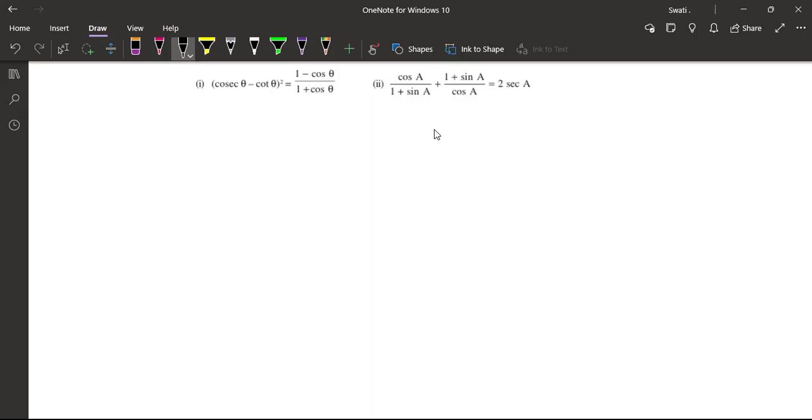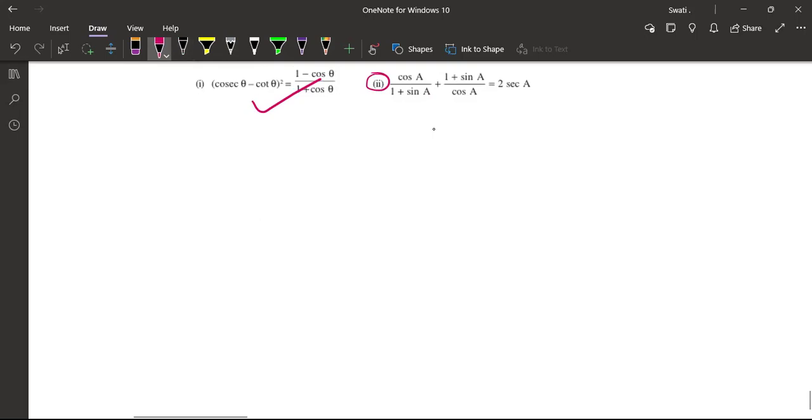Second है cos A upon 1 plus sin A plus 1 plus sin A upon cos A equal 2 sec A. So ये वाला question तो we have done, Manya, right? We are going to start from question number 2.